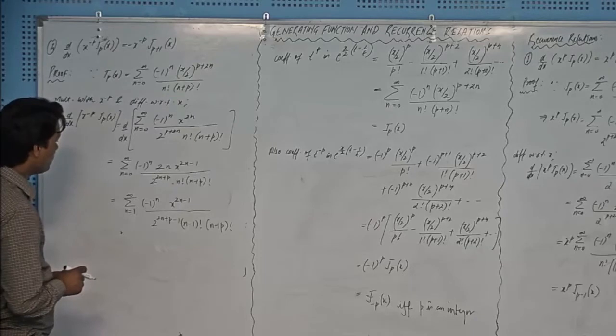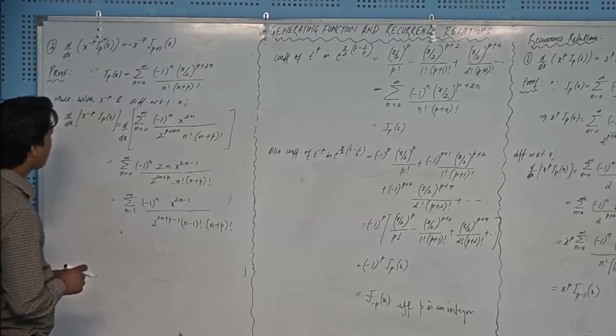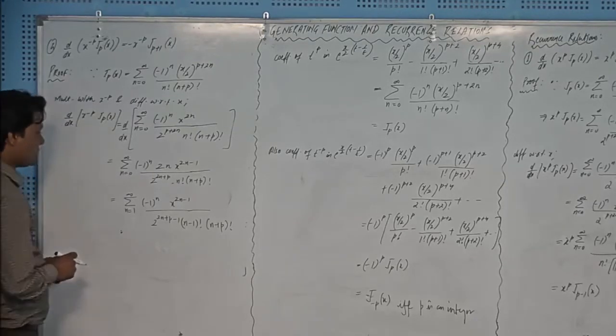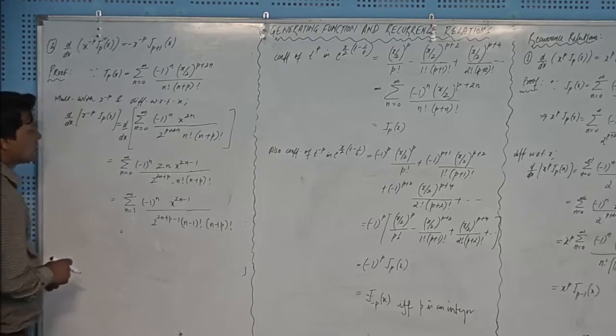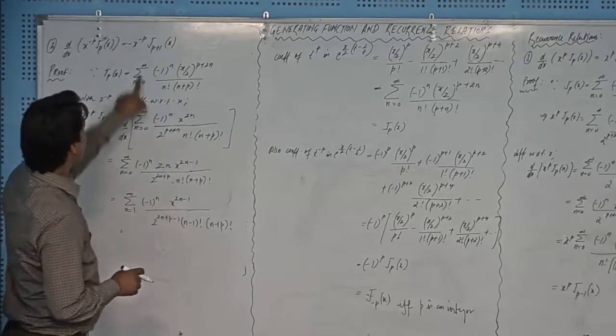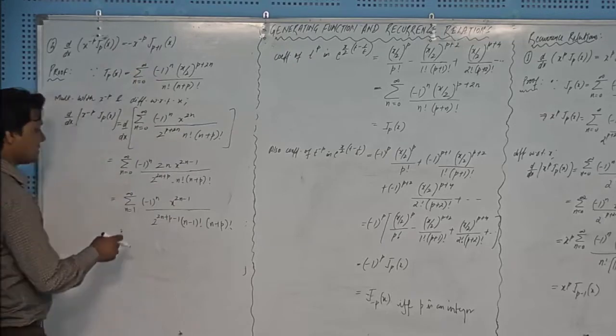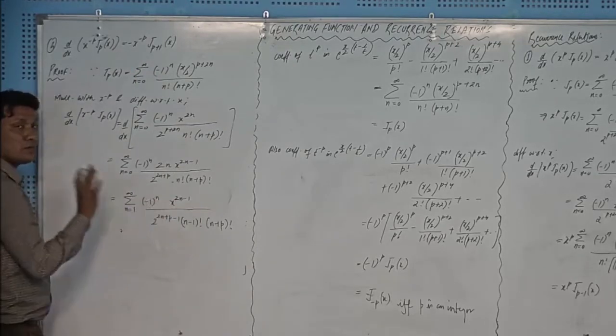Now what I will do, I have to put J_(p+1), right? So J_(p+1) means x to the power, and you can see that you have x to the power minus p here, but there is no hope of getting x to the power minus p.